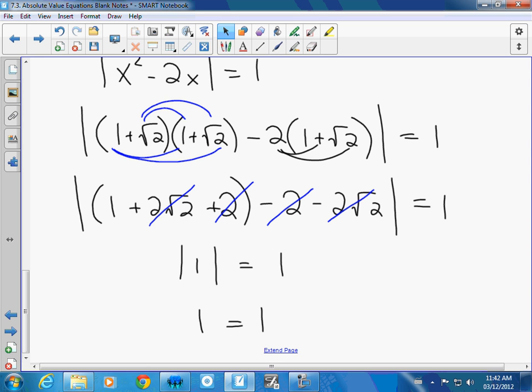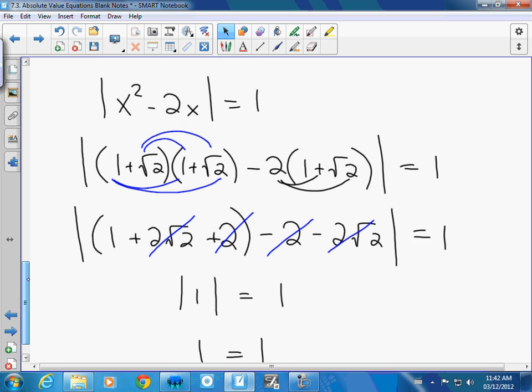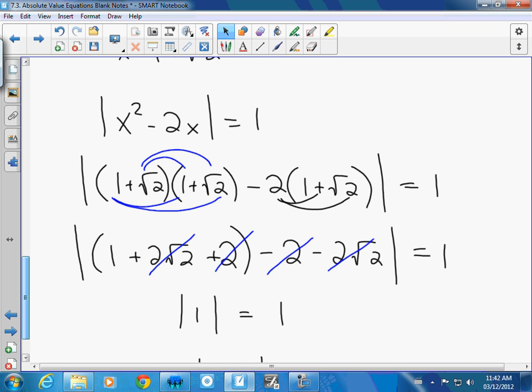Now, we tested 1 plus root of 2. Let's see how smart you are. Let's see if we can do this mentally. 1 minus root of 2. Okay, so think about this for a minute. Instead of 1 plus root of 2, we're going to have 1 minus root of 2. Is this one going to change? No. Is this one going to change? It's going to become negative. Is this one going to change? No, because the negative times the negative is still a positive. So the only one that's going to change is the 2 root of 2. It's going to be negative.